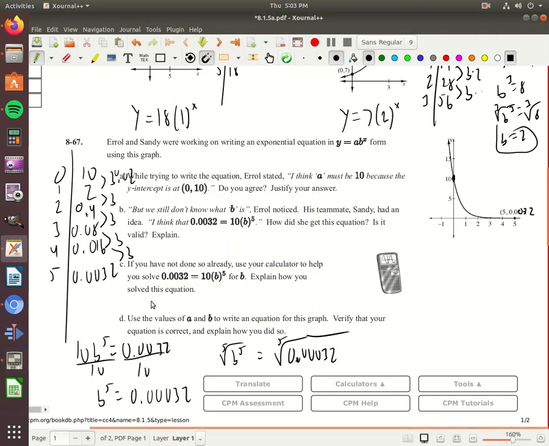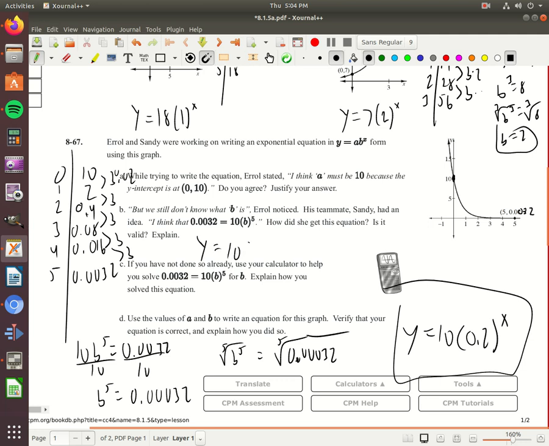I do know that my equation is going to be y equals a, my starting point of 10, times 0.2 to the x. Now, I hope that makes sense of how I got that b here. They did it a slightly different way in the book. They said they don't know what the b is, but they do know that if you plug in 5 for x, right? So here's where they're at in their equation. Right now they have this as their equation.